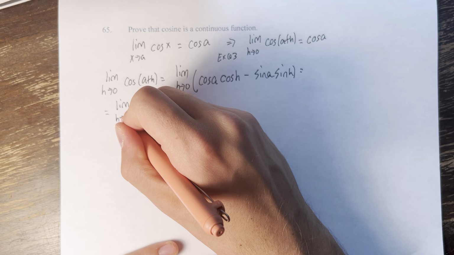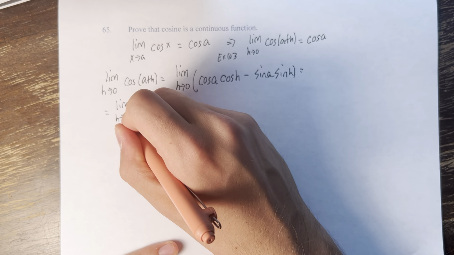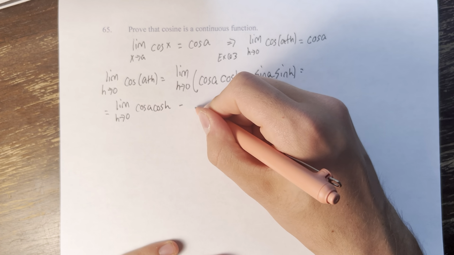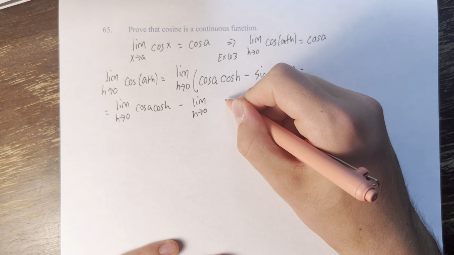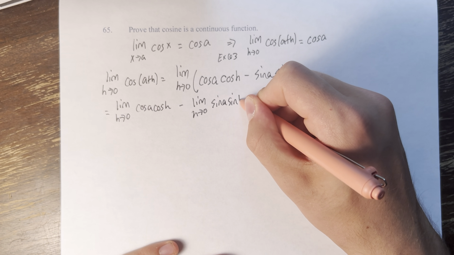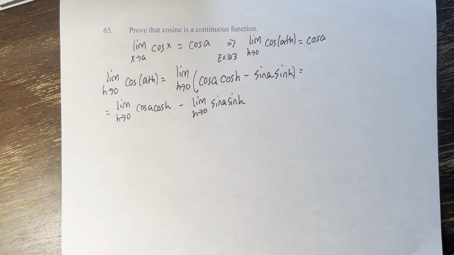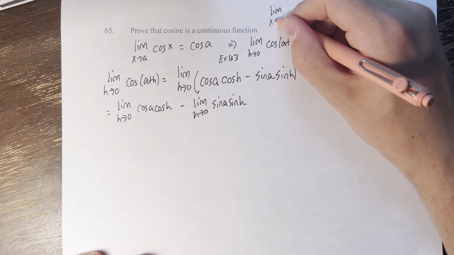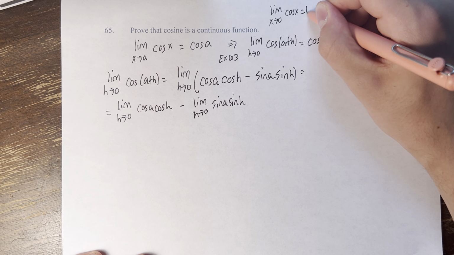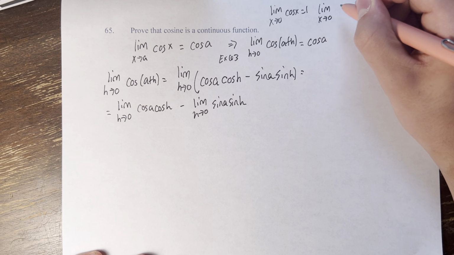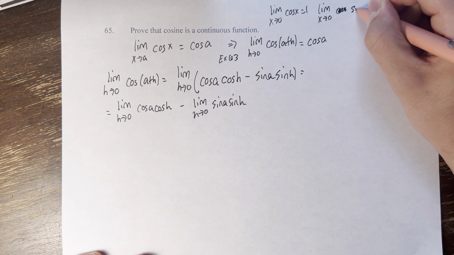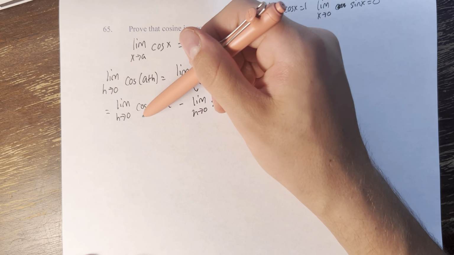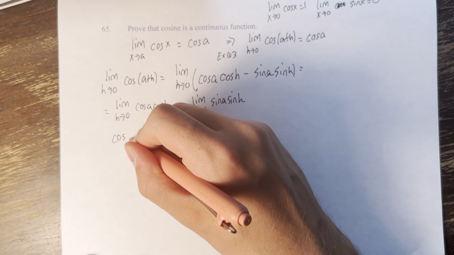Using the limit laws, this is equal to the limit as h approaches 0 of cosine of a cosine of h minus the limit as h approaches 0 of the sine of a times the sine of h. We can then use the fact that the limit as x approaches 0 of cosine of x equals 1, and the limit as x approaches 0 of sine of x equals 0, by saying, okay, we have cosine a here. That could be pulled out of the limit because it doesn't have an h in it.